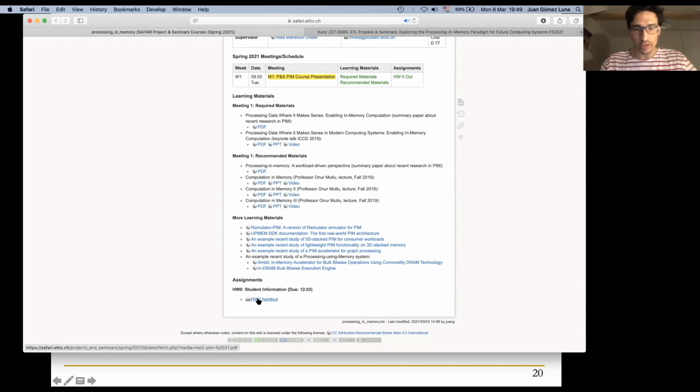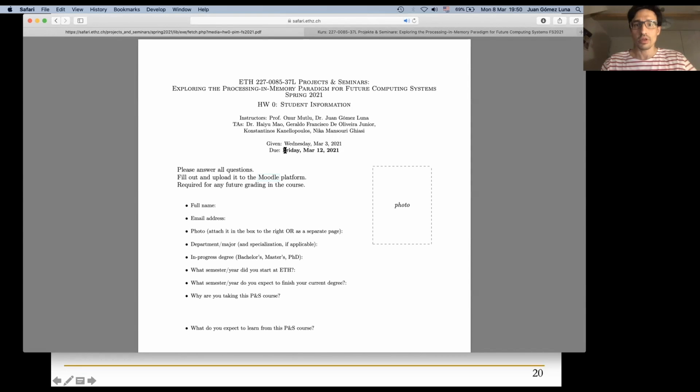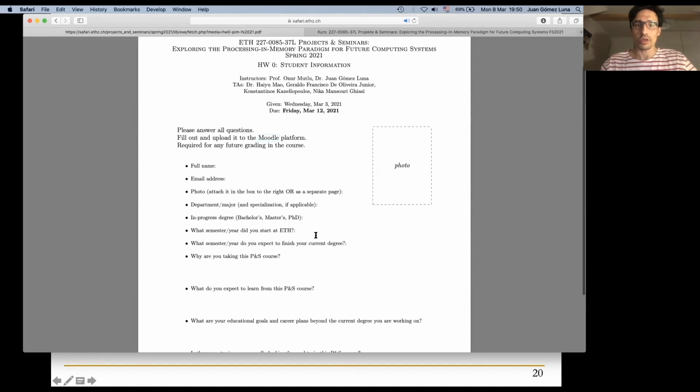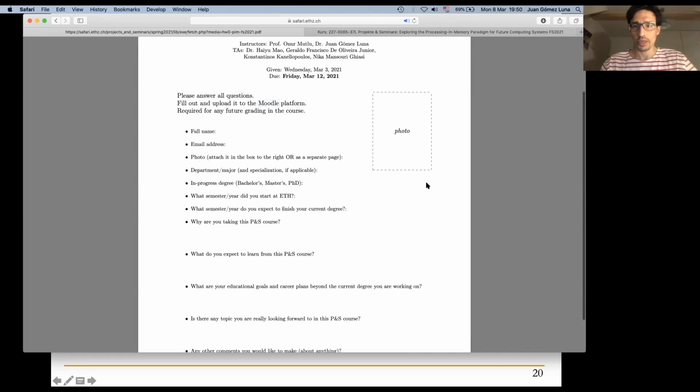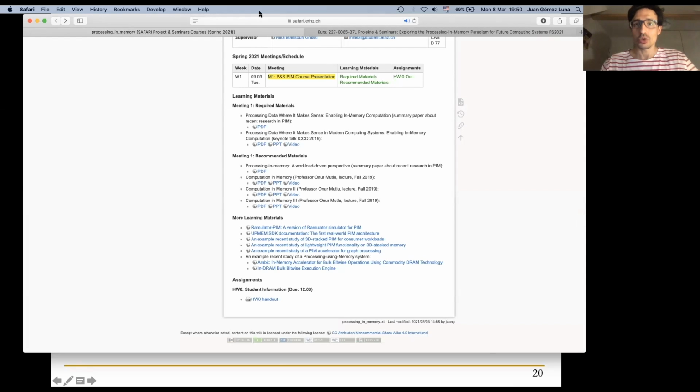And also another thing that you have is homework 0. The deadline to submit this is this Friday. So it's just to know a little bit more about you. You can paste the photo here if you want, or not. The most important thing is that you answer these questions, because this will also help us to know more about you and understand better what your background is, to assign you an appropriate project.